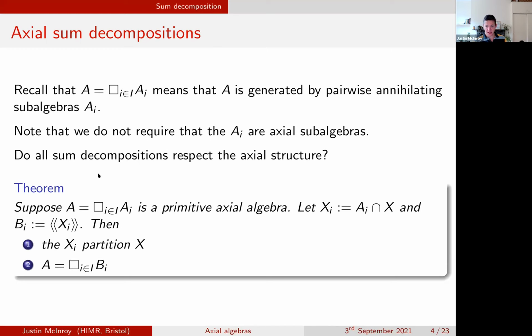What does the theorem say? Well, firstly, this splitting up of these axes really does partition the set, i.e. every single one of these axes is in one of these, and moreover, it's in exactly one. And secondly, the algebra is a sum decomposition of axial subalgebras. These BIs might not be exactly the same algebras as these AIs, but we still get some decomposition. So in some sense, some decompositions do respect the axial structure.